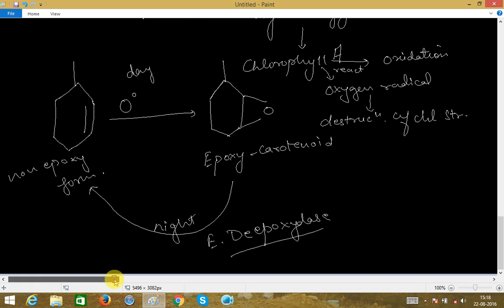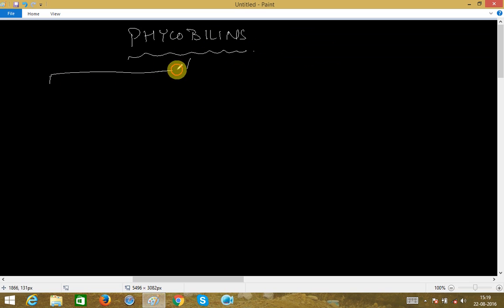Next comes the phycobilin. After carotenoids, the next pigment that we have is the phycobilins. Now phycobilins, you already know it is present in red algae, isn't it? So red algae will have chlorophyll A, chlorophyll B and phycobilins. Now phycobilins, I told you, they are of three types.